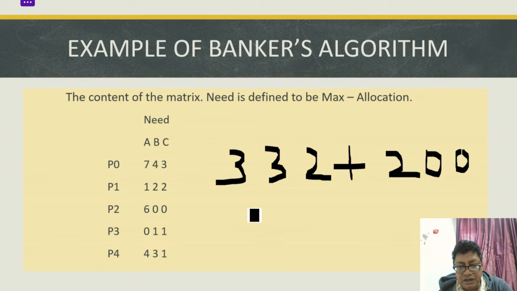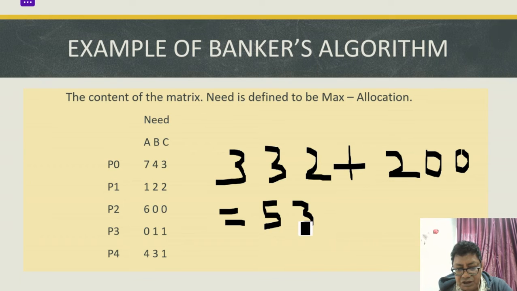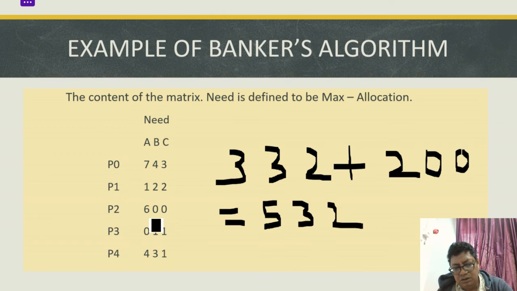So what are the present available resources? It is a simple matrix addition. That means it is 5, 3, and 2. Is it clear? Because P1 is terminated, whatever was allocated with the P1 must be released. Now, can 532 satisfy the P2? No, because P2 is asking for 6 units of A resource, but here only 5 units of A are available, so P2 cannot be satisfied.